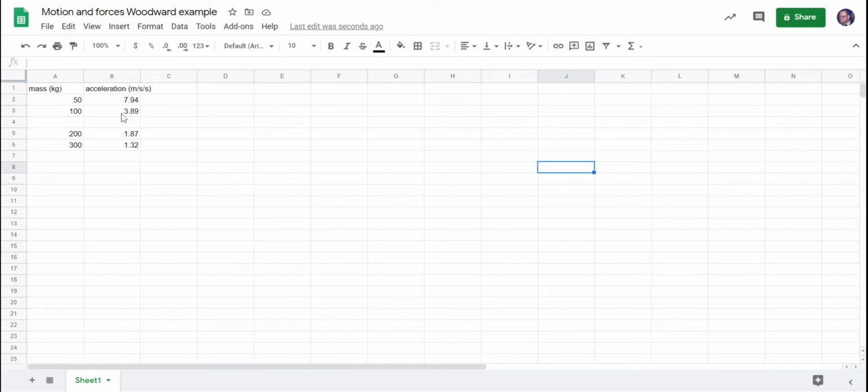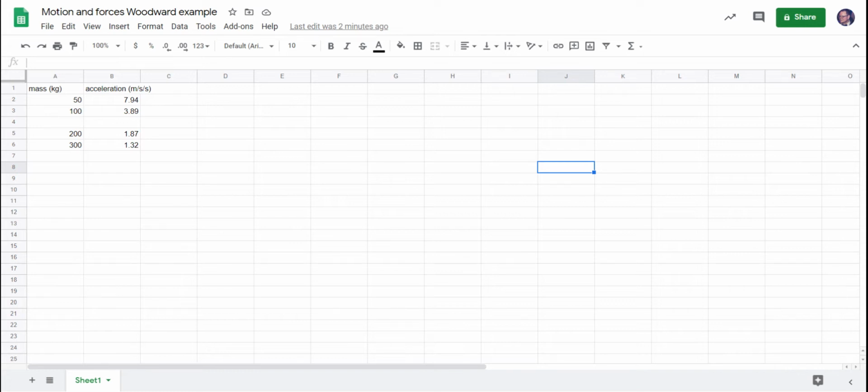Now, the second thing, I have already put my data in, and you'll notice that I have labels for my data, and I also have units, and I put those units in parentheses. One other thing I want to point out to you, the unit for acceleration is meters per second squared. And another way to write that, and the way that I'm going to write it for this particular chart, is meters per second per second.